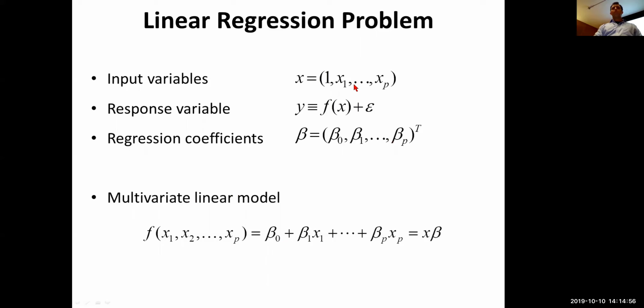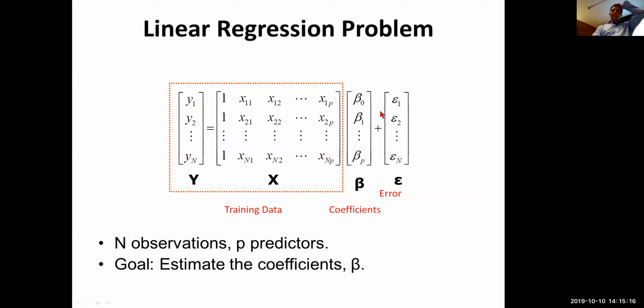So the linear regression problem is the following. You basically have some output variable that is a function of your input variable plus some noise. You have a set of regression coefficients that you scale these input variables by, and you have a multivariate linear model that says some function of x is a set of scalings on each of the input dimensions. The linear regression problem is trying to figure out the optimal set of coefficients which, given some noise, best predict the output variables y from a set of input variables over many different conditions. Sounds good? So there are n observations, p predictors, and the goal is to estimate the coefficients beta.